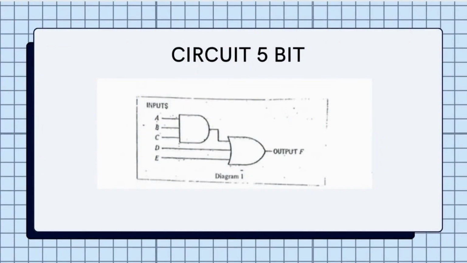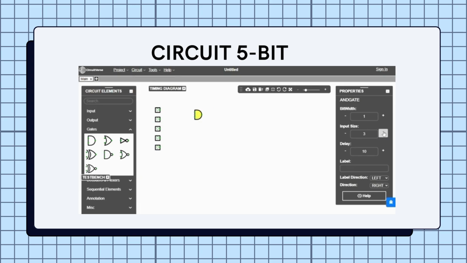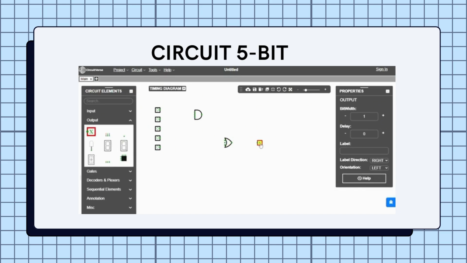Moving on to the next circuit, the task instructed us to construct a circuit from the lab manual on page 15. According to page 15, we need an AND gate with 3 inputs and an OR gate with 3 inputs, 5 toggles as an input and logic probe as output.